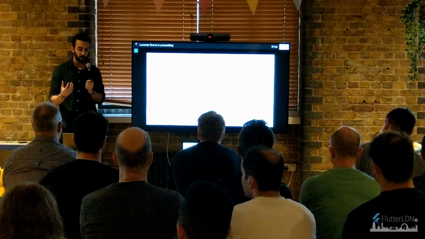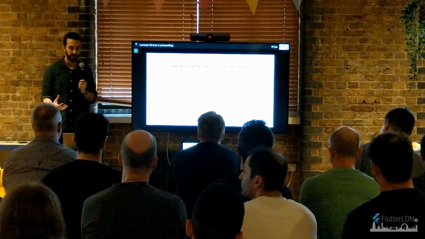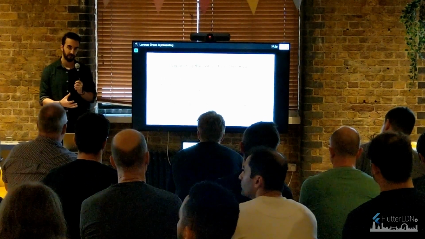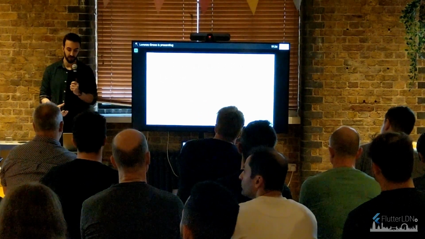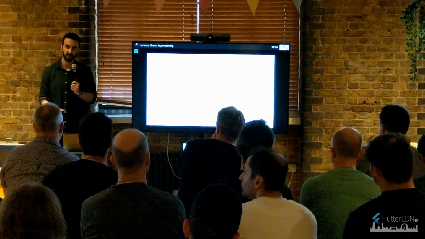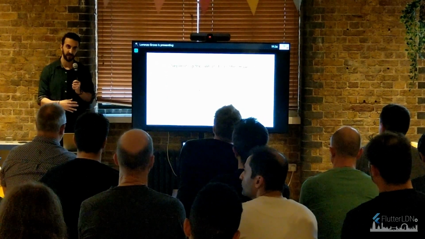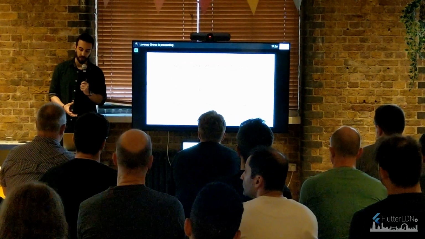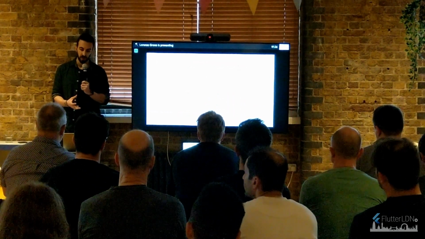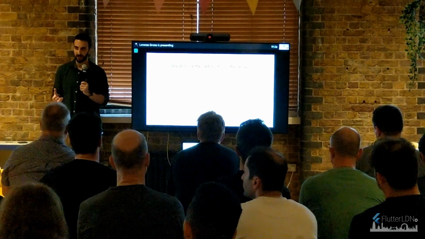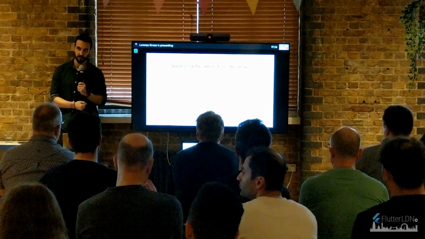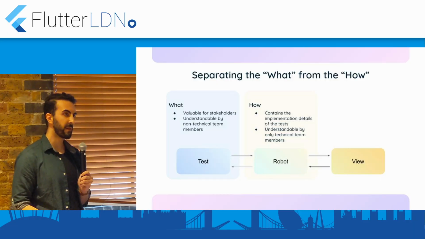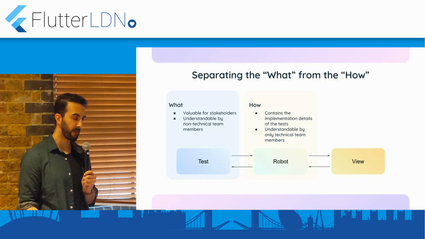In terms of what is the what and what is the how, our test suite is basically the what. That is something that is visible to the stakeholders, understandable by non-technical team members, and we expect it to be very simple to read and go through. Instead, the robot will contain the how.